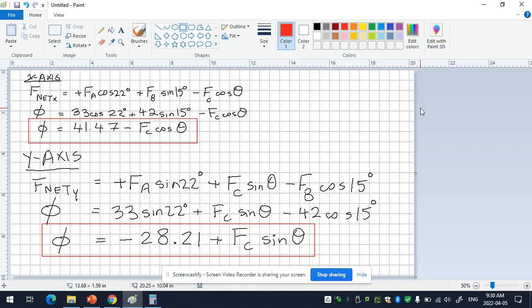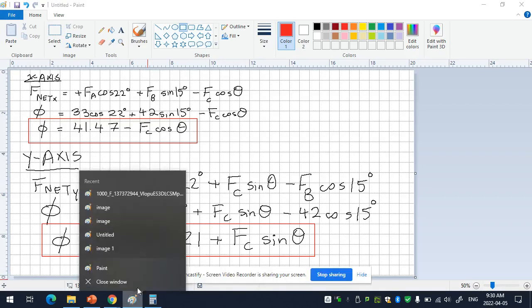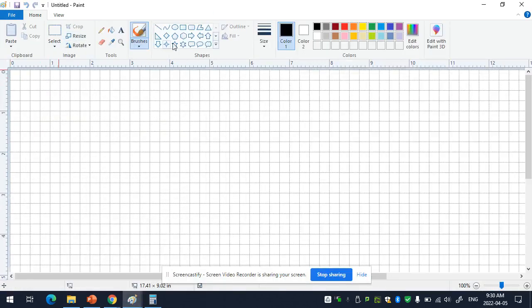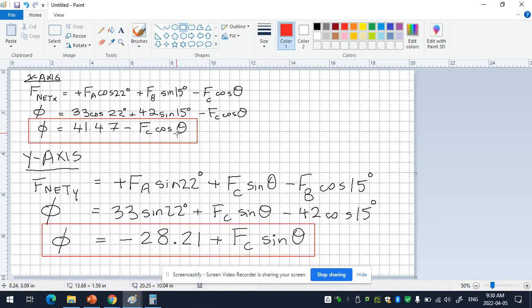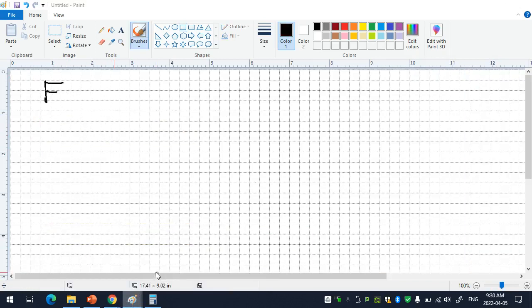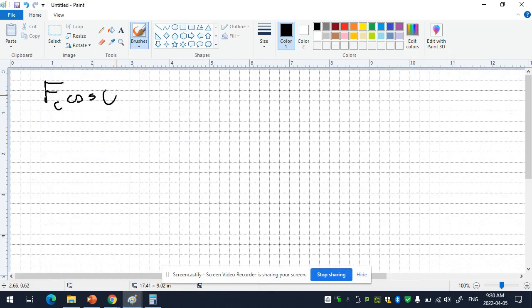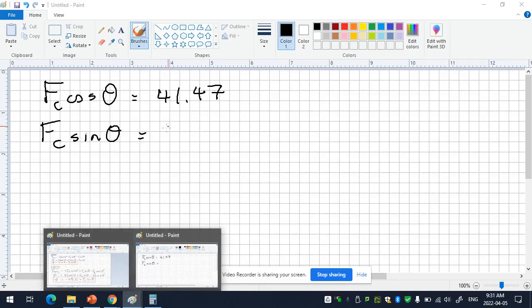Okay. Now, do I need to move this? Or I'd rather move this? Yes, which then you can switch. So, everyone, the first equation has got to be this. Let me just do another. Hold on 1 second. Okay, so equation number 1, everyone. FC cosine theta equals 41.47. How about the next one? FC sine theta equals what? 28.